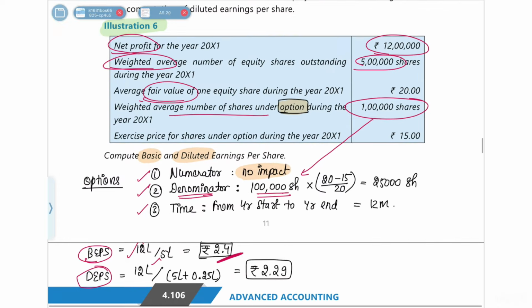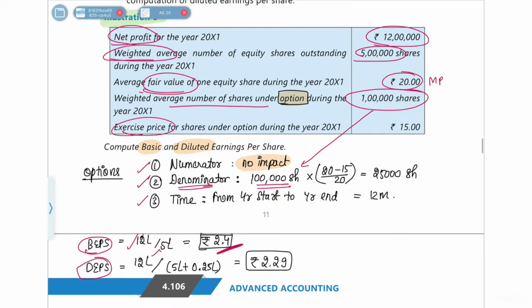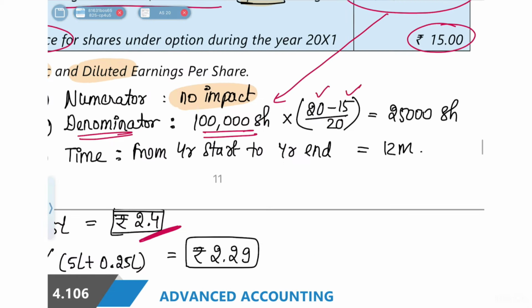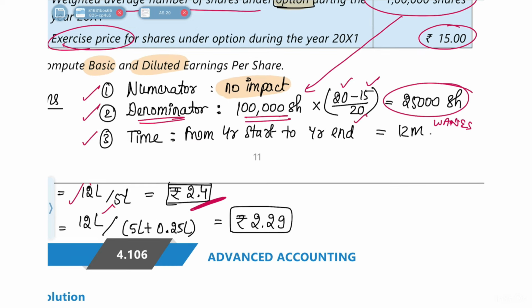Here the average fair value is 20 rupees, so this is your market price, and then market price minus the exercise price of 15 rupees, divided by market price. So the denominator variance which you have to add up is going to be 25,000 shares. Okay, I hope you have understood this.